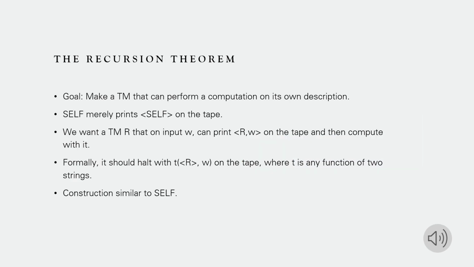The recursion theorem shows that you can create a Turing machine that not only prints its own description, but performs a computation on its own description. And by performing a computation, that can be the computation of any computable function. So what we want is a Turing machine called R that on input W can print the encoding of R and W on the tape and then compute with it. So formally, it should halt with T of R, comma W on the tape, where T is any computable function of two strings. The construction of this is similar to that of SELF.